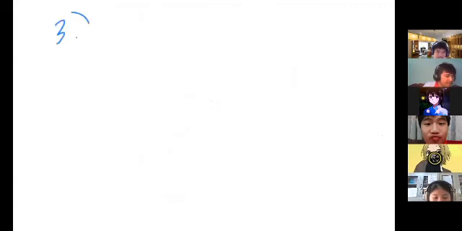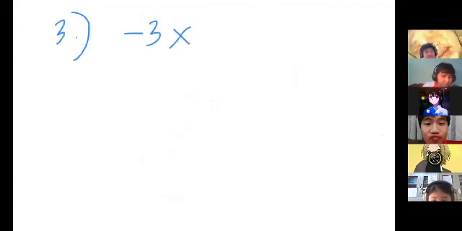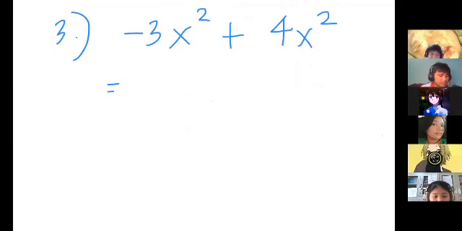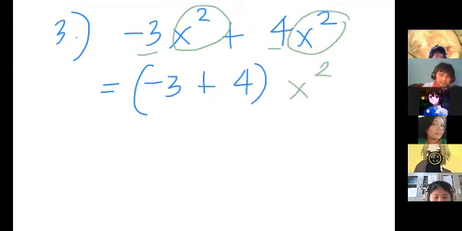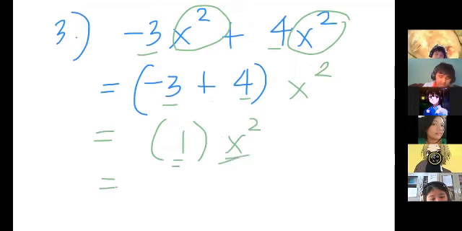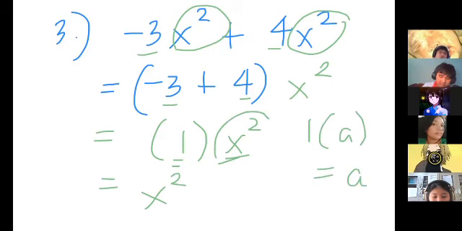Number 3, how about if I change it to negative 3x squared plus 4x squared? So that is negative 3 plus 4. You just add the coefficients and then copy this x squared. They're just the same. Okay? So negative 3 plus 4 is 1 times x squared. Again, you don't have to write 1. You just copy x squared, because if any number is multiplied by a, you still get the same number a. So it's the same here. Okay?